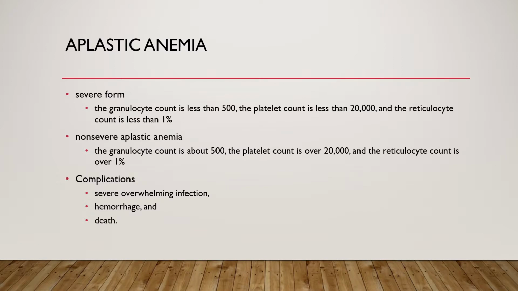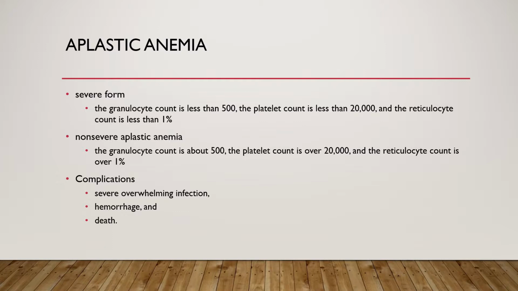Severe form, you're going to see a granulocyte count less than 500, platelet count less than 20,000. Normal is 150 to 300, depending on the labs. Retic count less than 1%. So the body's not putting out retics, which tells us red blood cell production. Platelet count, that's our platelets, obviously. And granulocyte is telling us our white count. They're just not manufacturing these. If it's non-severe, your platelet count will be over 20,000 and retic count over 1%.